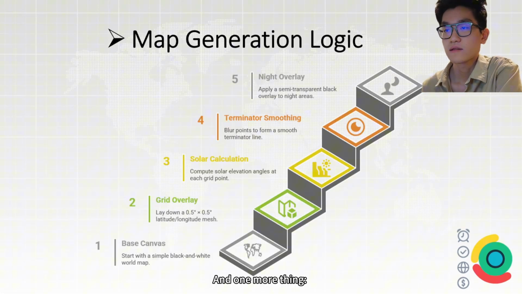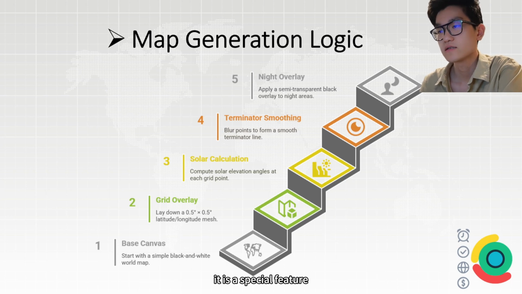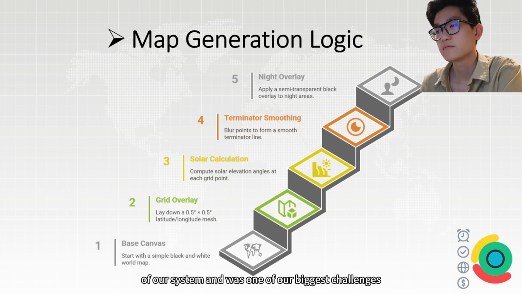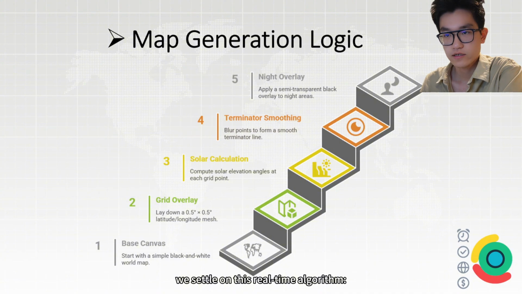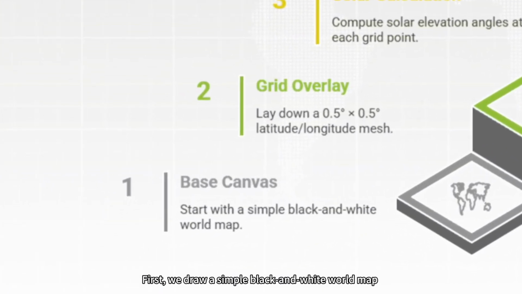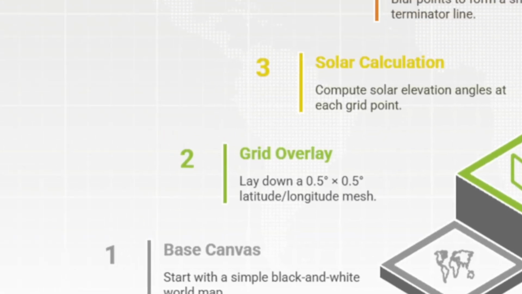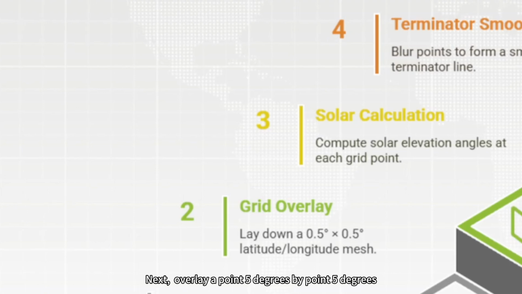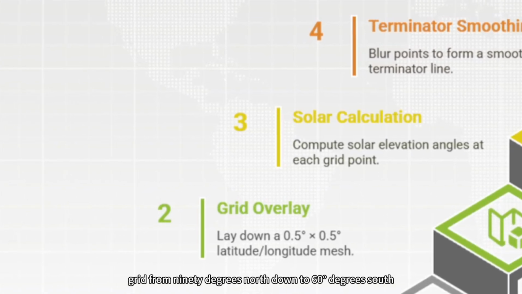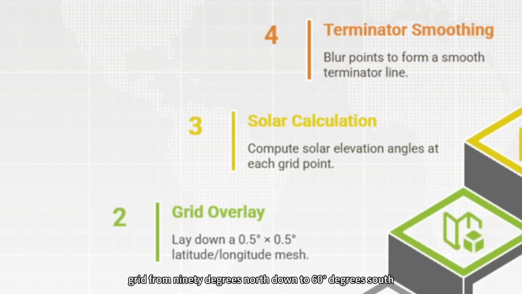And one more thing, that map with the day-night line isn't just eye-catching. It is a special feature of our system and was one of our biggest challenges. After months of work, we settled on this real-time algorithm. First, we draw a simple black and white world map as our base canvas. Next, we overlay a 0.5 degrees by 0.5 degrees latitude-longitude grid from 90 degrees north down to 60 degrees south.